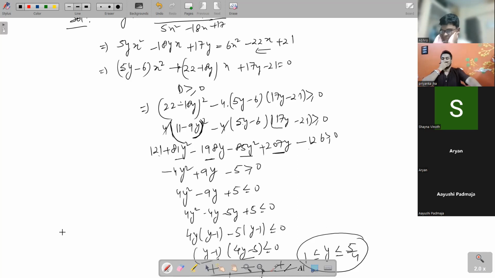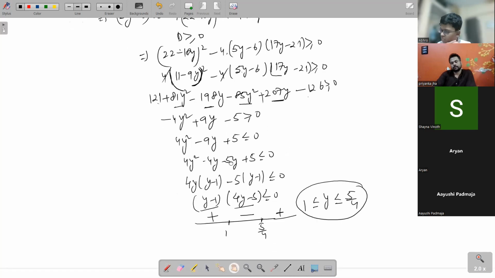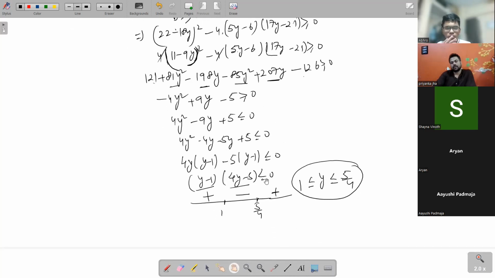So how is y more than or equal to 1? Shouldn't it be less than or equal to 1? No, use the Weber method. I remember it, sir, but I just got confused. Can you explain it again, sir? Just equate both the factors to 0. You will get y equal to 1, y equal to 5 by 4. So put this on the number line. So you have 3 intervals.